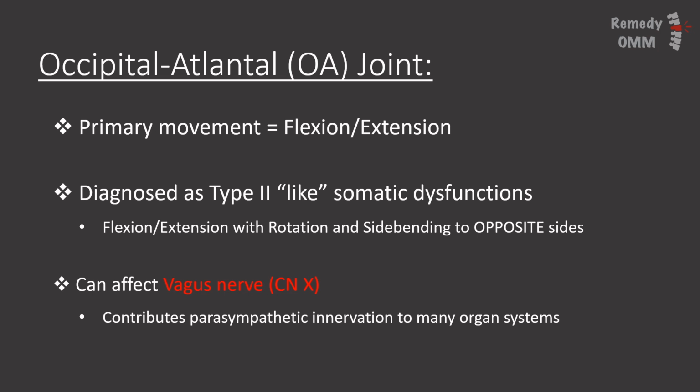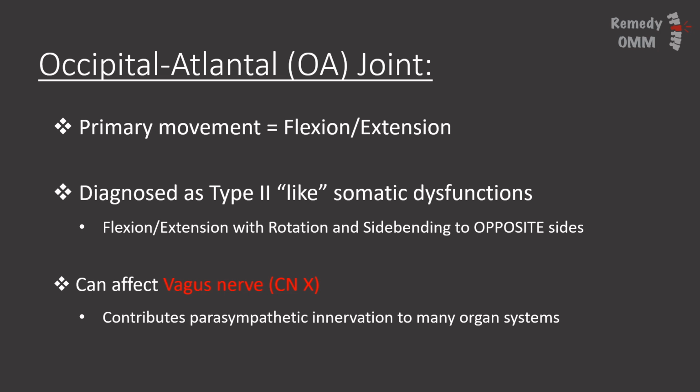There are two extremely important points to understand about the OA joint. The first is that because of the bone's unique structure and articulation, it doesn't exactly follow Fryette's principles. Instead, people say that the OA exhibits type 2-like somatic dysfunctions. What does this mean? Well, this means that when the OA has a somatic dysfunction, it will be flexed or extended, but instead of having rotation and side bending to the same side like we normally see, it will have rotation and side bending to opposite sides. So you will see a diagnosis such as OA, flexed, rotated left, side bent right. This is key to getting the correct diagnosis of OA joints.